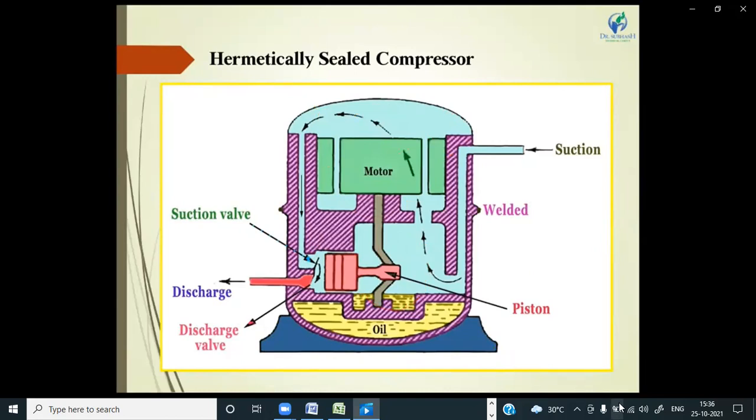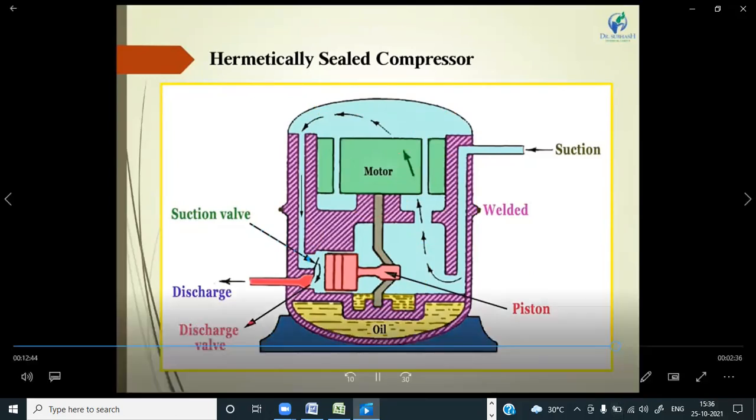Then this reciprocating motion makes the piston move through stroke 1, stroke 2, stroke 1, stroke 2, with the suction valve letting gas in and the discharge valve letting the gas out as pressurized gas.